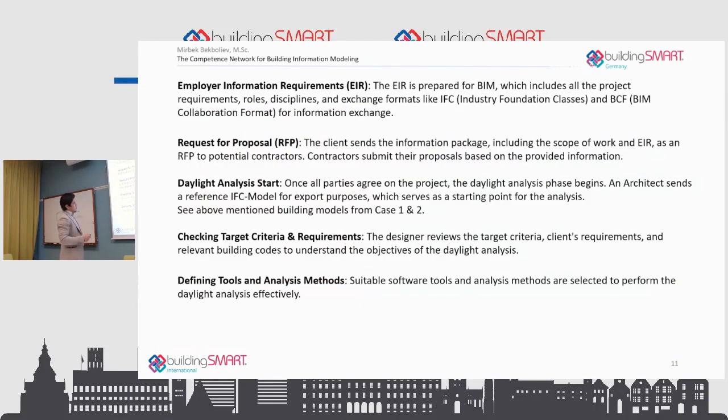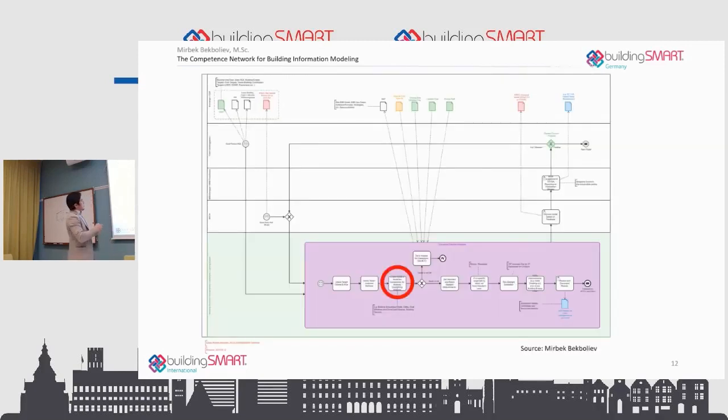So, of course, you remember the process. We start with IRs, we define, when we can provide a proposal, daylight analysis tasks, checking target requirements, design tool, analysis methods. So this is a process that starts here. We send the whole package to our sustainability guy or expert. And then as soon as we start defining our targets, defining our methods, we start checking a model. That's important.